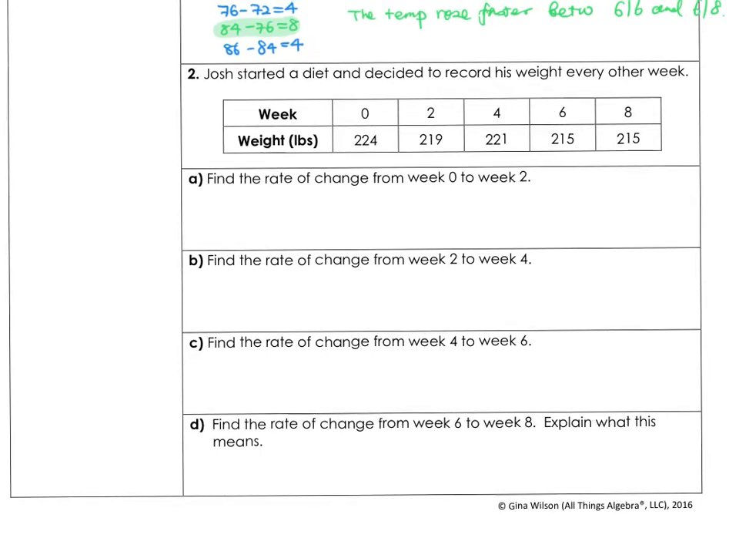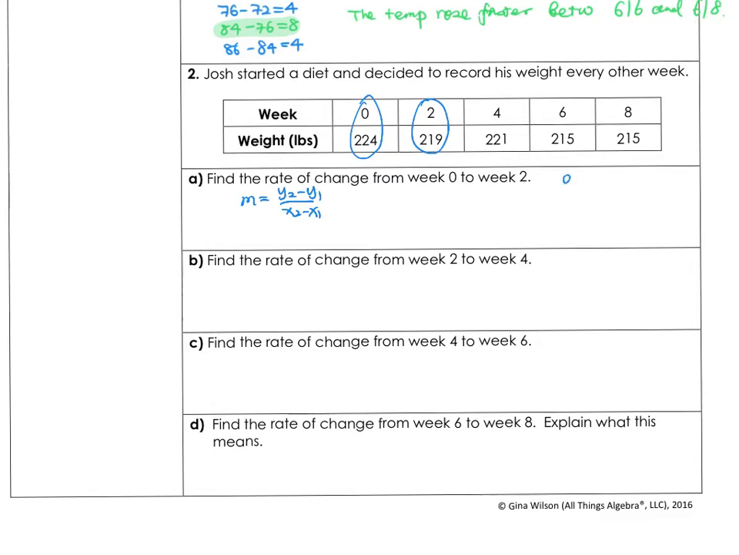Second problem. Josh started a diet and decided to record his weight every other week. So week 0, week 2, week 4, so on and so forth. Find the rate of change between 0 and 2. So rate of change right here, 0 and 2. So again, m equals y2 minus y1 over x2 minus x1.